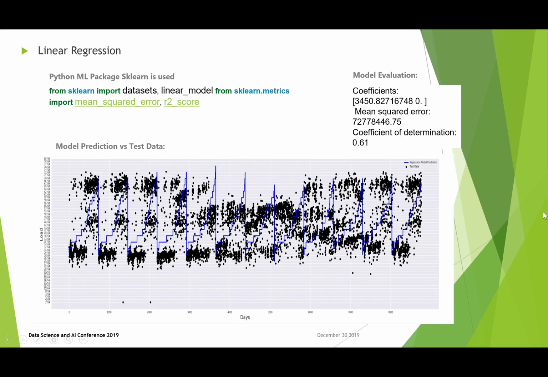Then we also ran the Python machine learning package scikit-learn in Datalab and used the same model, linear regression, with the same raw data. We can find the model evaluation coefficient of determination, that is the R2 score, is 0.6, which is very close to the BigQuery machine learning evaluation results.